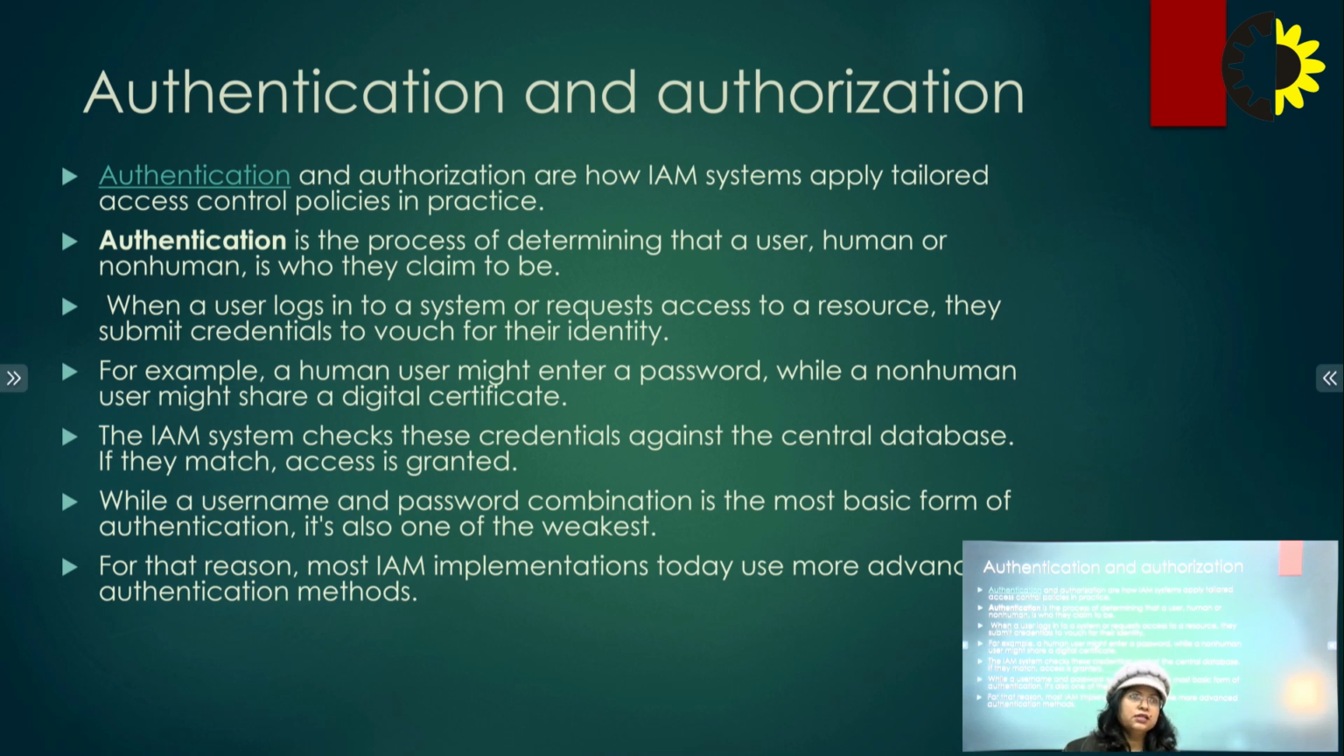Authentication and authorization. Basically, authentication and authorization are how IAM systems apply the different access control mechanisms in practice. Authentication is a process to determine that a user, human or non-human, is who they claim to be. It means we need to identify whether it is a valid user or an invalid user. When a user logs into a system or requests access to some resources, they need to provide credentials to vouch for their identity. For example, if a human user logs into an account, they need to enter a username and password. If it is a non-human user, they need to share a digital certificate.